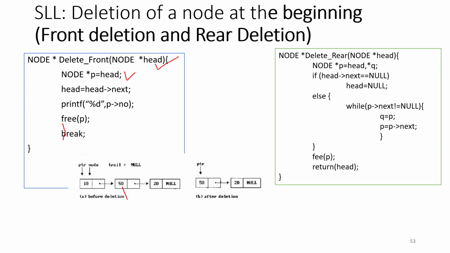After removal, the head should come here. That means it should advance. Head is head of next. The node that is deleted, you can display its earlier information or anything. As P is a deleted node, it is safe to call the free function to put this free location back to the pool of memory so that any other process can make use of this memory location.